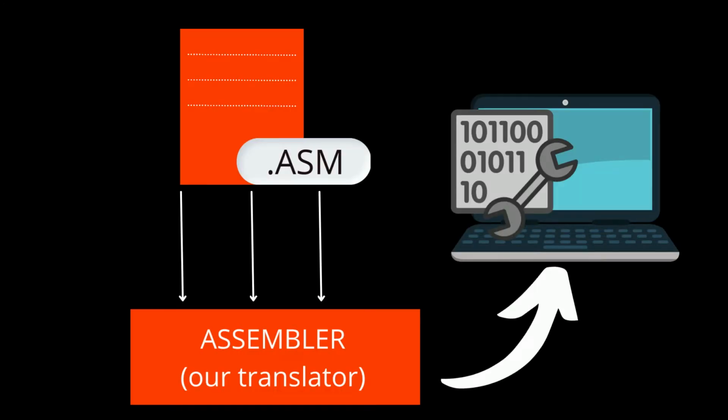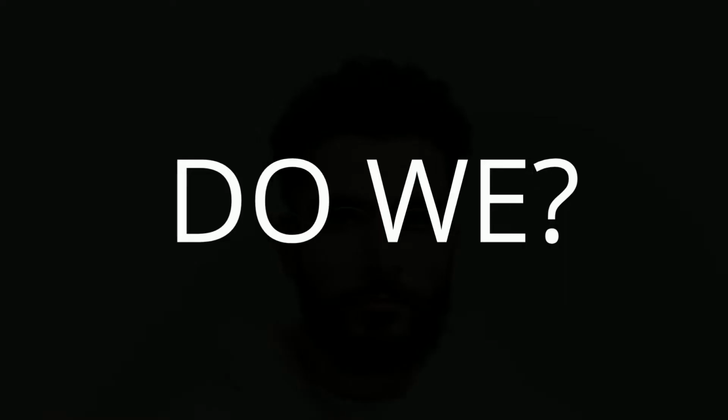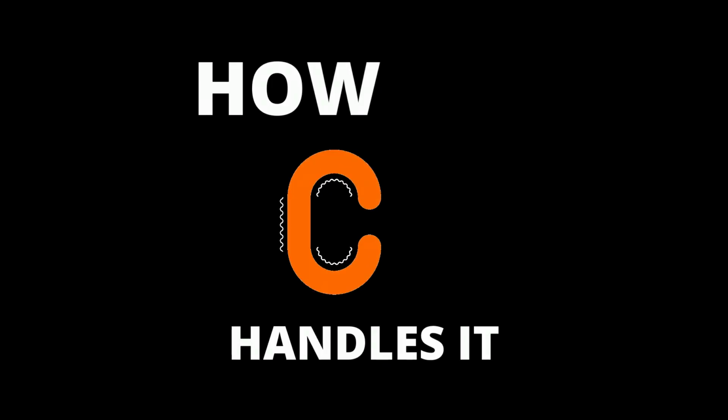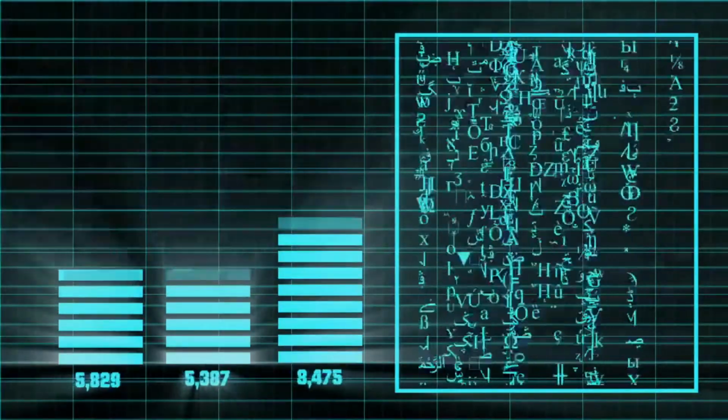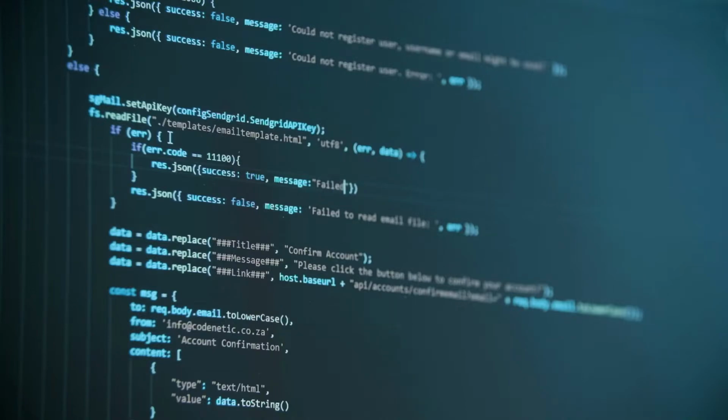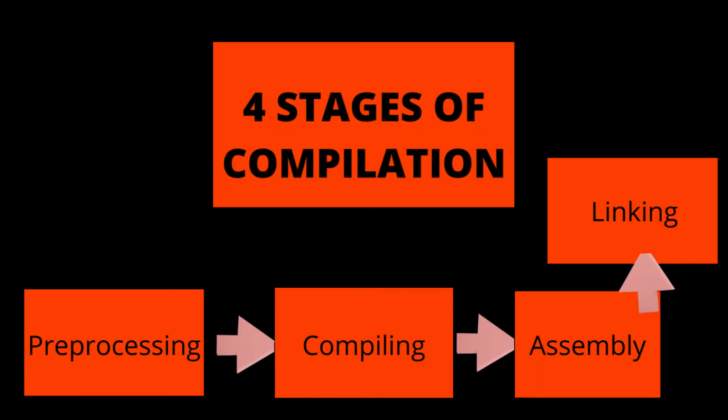But this feature also makes it a pain to use because of its long code form, and hence we don't use assembly. Or do we? So let's see how C handles this task. As it is much more high level than assembly, coding languages like C have 4 stages till they reach the final machine executable binary, that is pre-processing, compiling, assembling and linking.